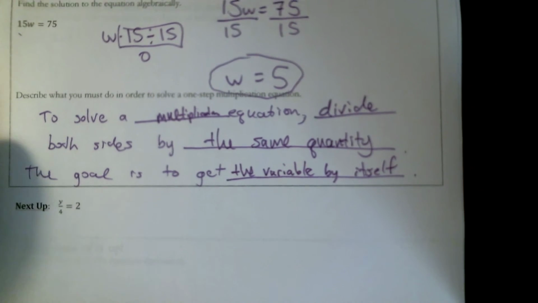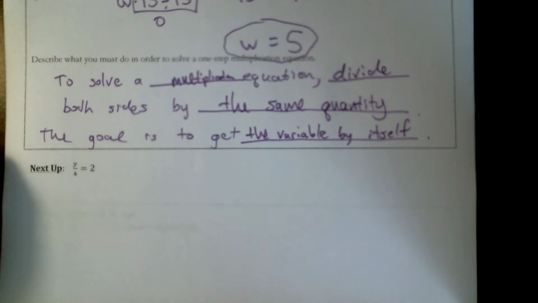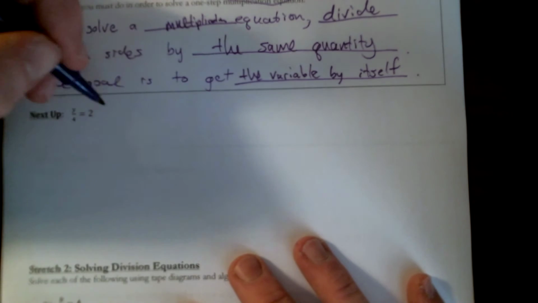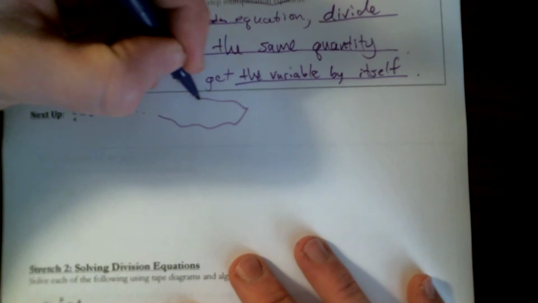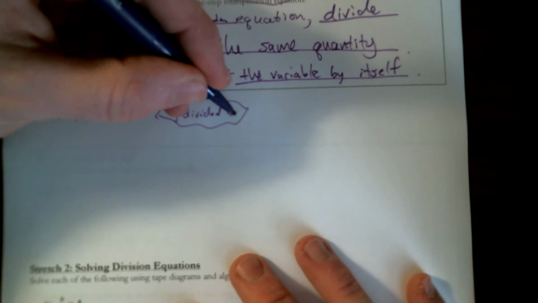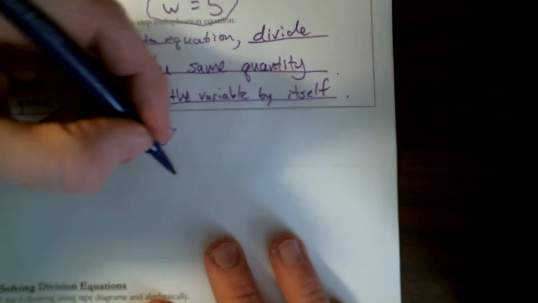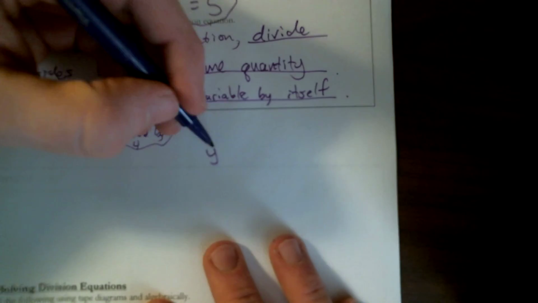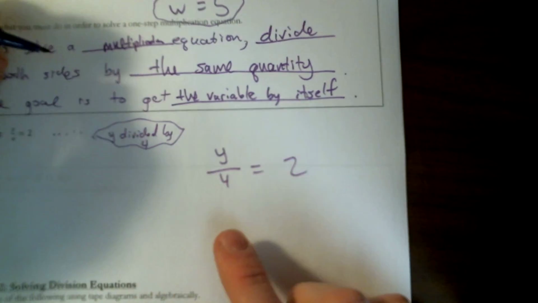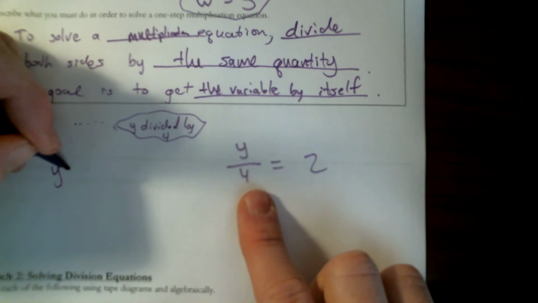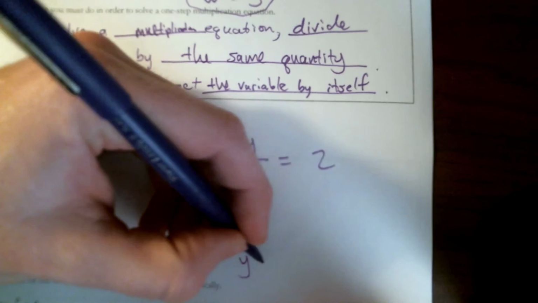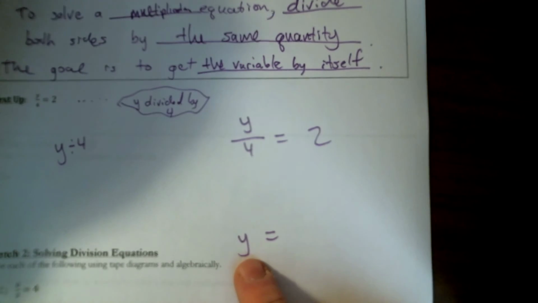Let's look at division equations. Pause and go back and rewatch some of that stuff if it was super confusing. So here we go. Next up we have y divided by 4 equals 2. So first of all, remember that fraction bar means y divided by 4. So let's think about this. We have y, and it's divided by 4, and it equals 2. So remember, this isn't much different than this, y divided by 4. And our goal is to try to make it so it eventually just says y equals. We want to get the variable by itself.